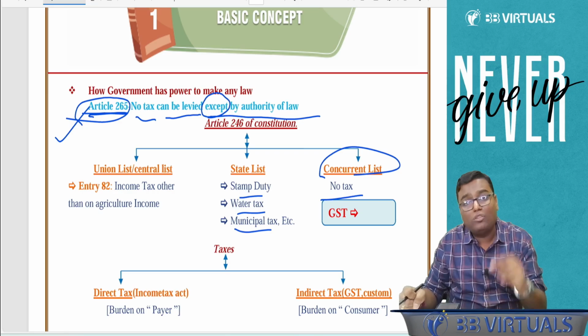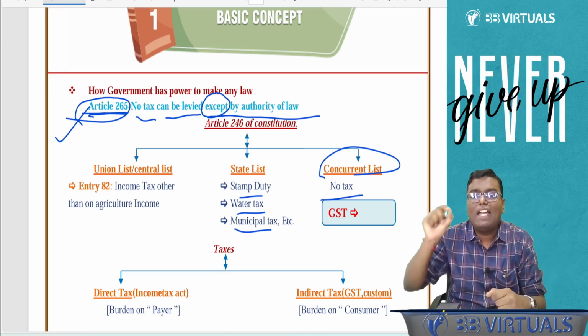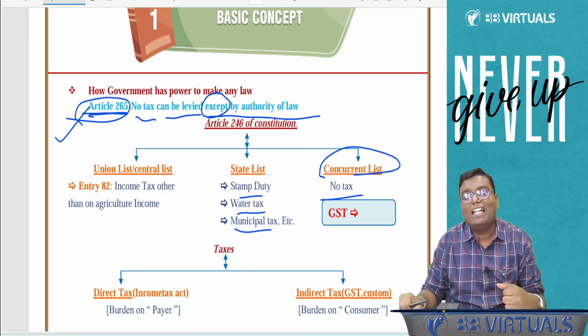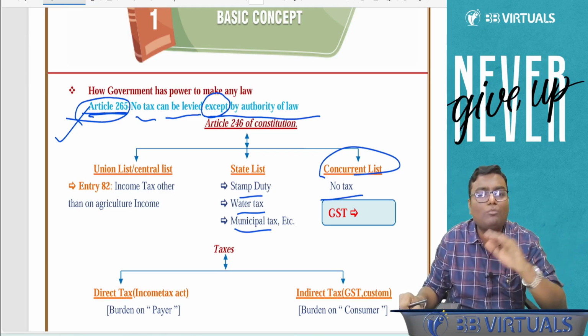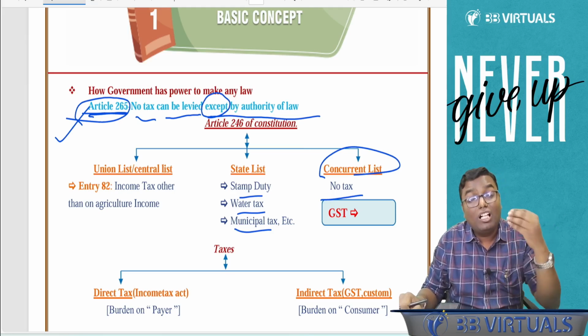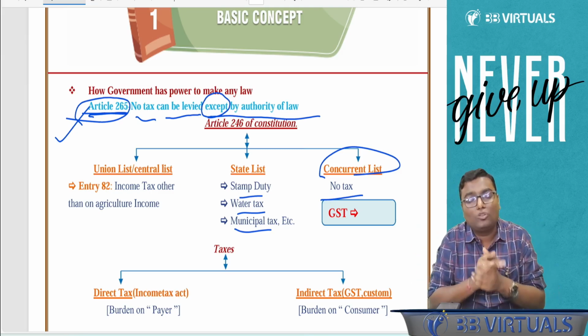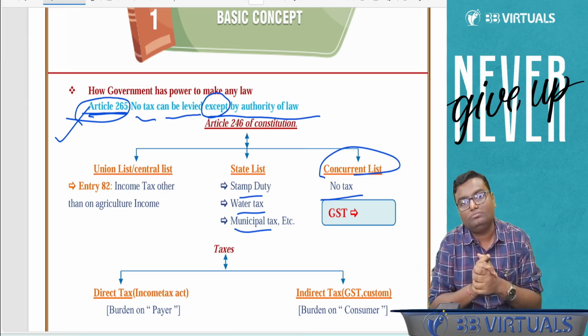In GST, for CGST we have a different act, for SGST we have a different act. There is no single act given. And that's why GST does not come from concurrent list. In our constitution, there was no such power to make GST through different acts.